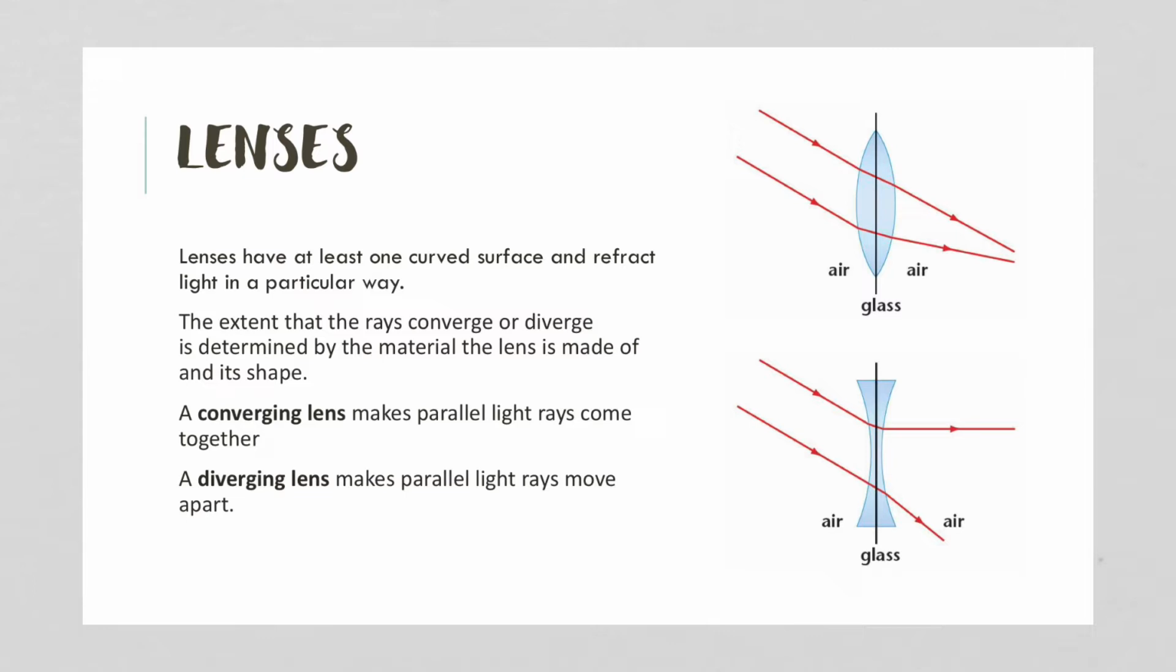A converging lens makes parallel light rays come together, like the one in the top. So a converging lens curves outwards on both sides. And then a diverging lens will make parallel light rays move apart from one another. You can see this one, it's concave on both sides. So then the light rays diverge once they pass through the lens.